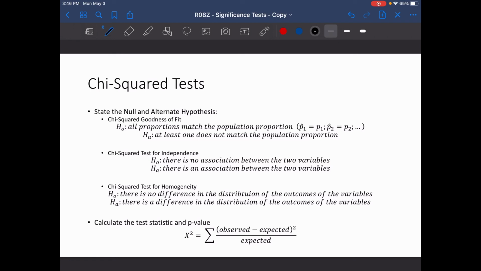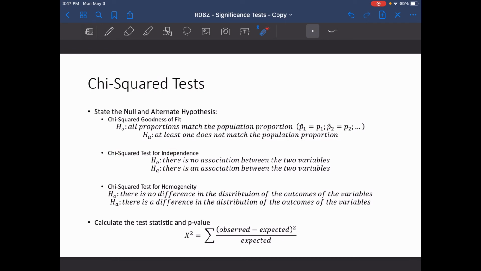Okay, so from there we can take a look at chi-squared tests in this case, which are very similar to significance tests for proportions or means, but they have a few differences. So again, when we're looking at chi-squared tests, state the null and alternate hypothesis. For a chi-squared goodness of fit test, we would say that all proportions match the population proportions. So sample proportion for 1 matches population proportion for 1, sample proportion for 2 matches population proportion for 2, so on and so forth. But you can simply say that through just those words right there. Our alternate hypothesis would be that at least 1 does not match the population proportion.